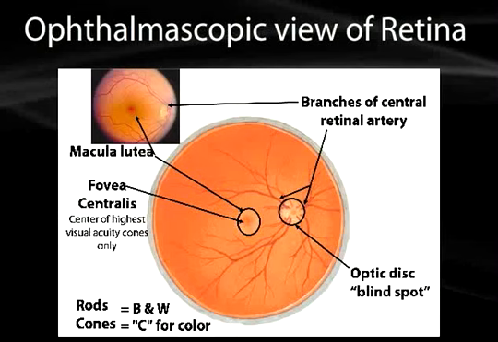Then you can see this spot called the macula lutea, and that macula lutea is going to be an important area because inside of it there's the fovea centralis, which is the highest center of visual acuity, and it's in that area where we only have cones, and cones are responsible for color recognition. Rods and cones, I remember C for color and C for cone.